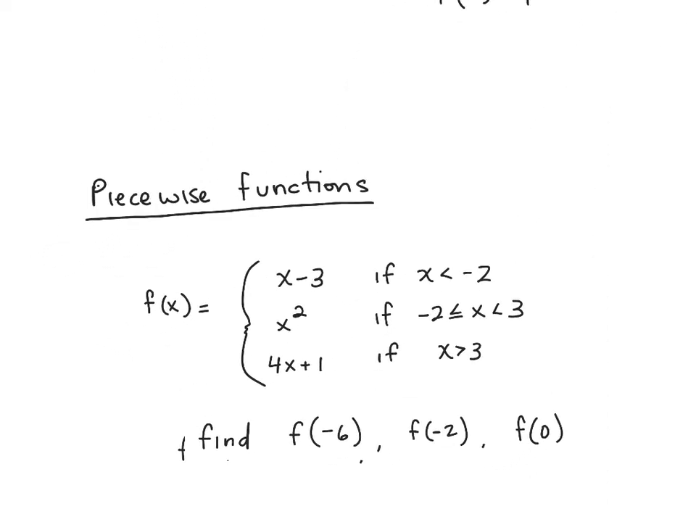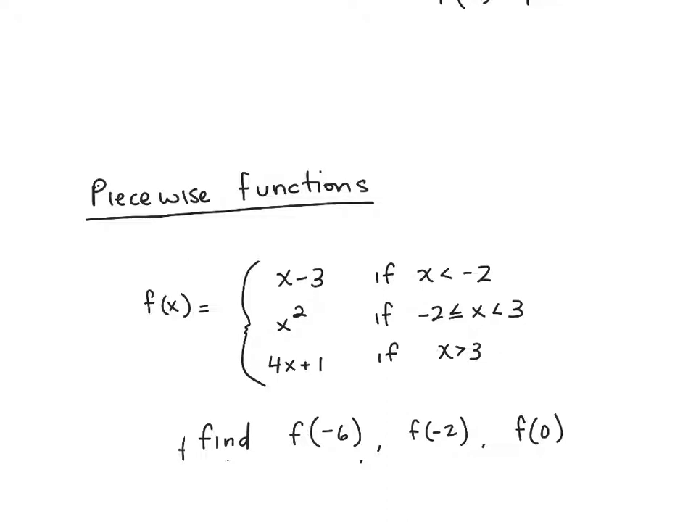Along the same vein, this is our second learning target, evaluate a piecewise function. A piecewise function is a function that is defined in several different rules. So we have a rule of x minus 3 or a rule of x squared, and here we have a third one, a rule of 4x plus 1. So a piecewise function has several rules dependent on certain values of x right here.